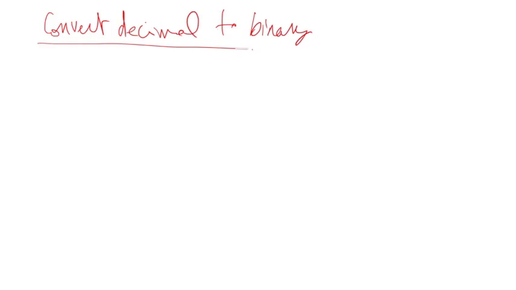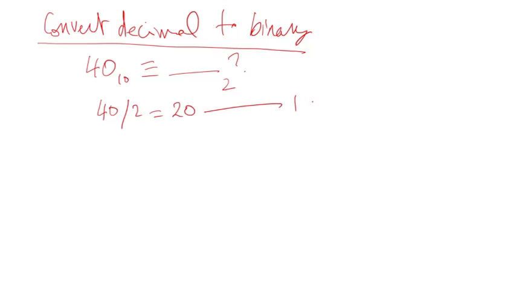So now let's convert decimal to binary. So we have 40 base 10. We want to find what is the equivalent in base 2. So again, the same kind of concept. 40 divided by 2 is 20. So again, this is the least significant bit.